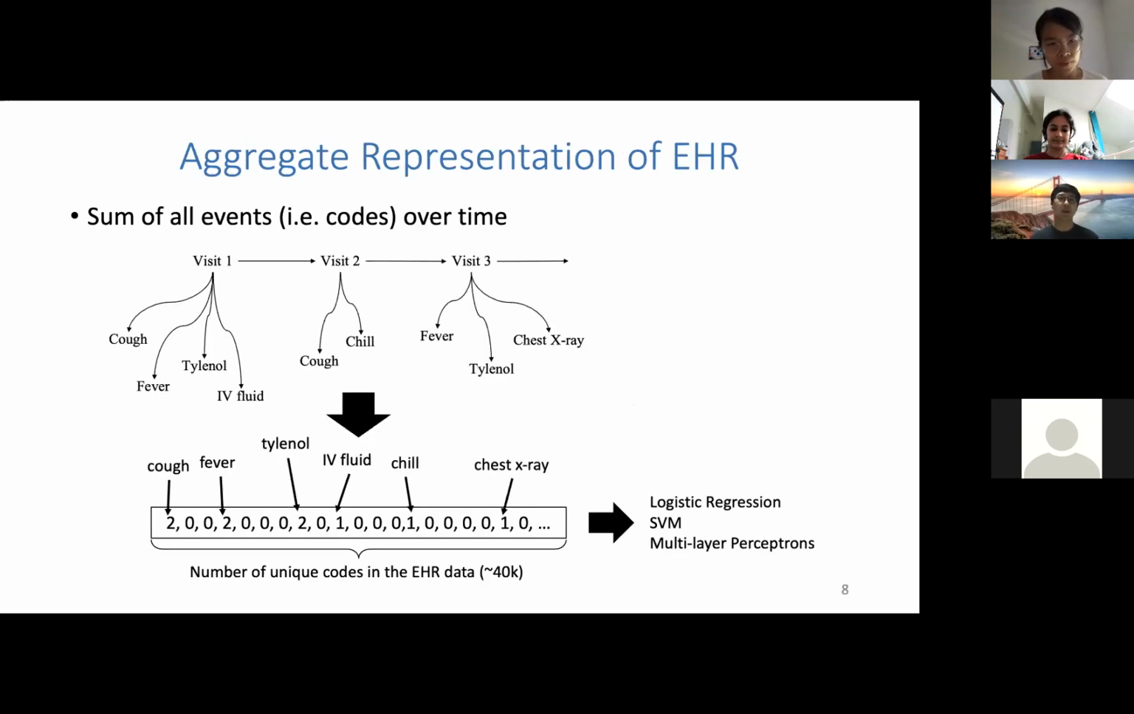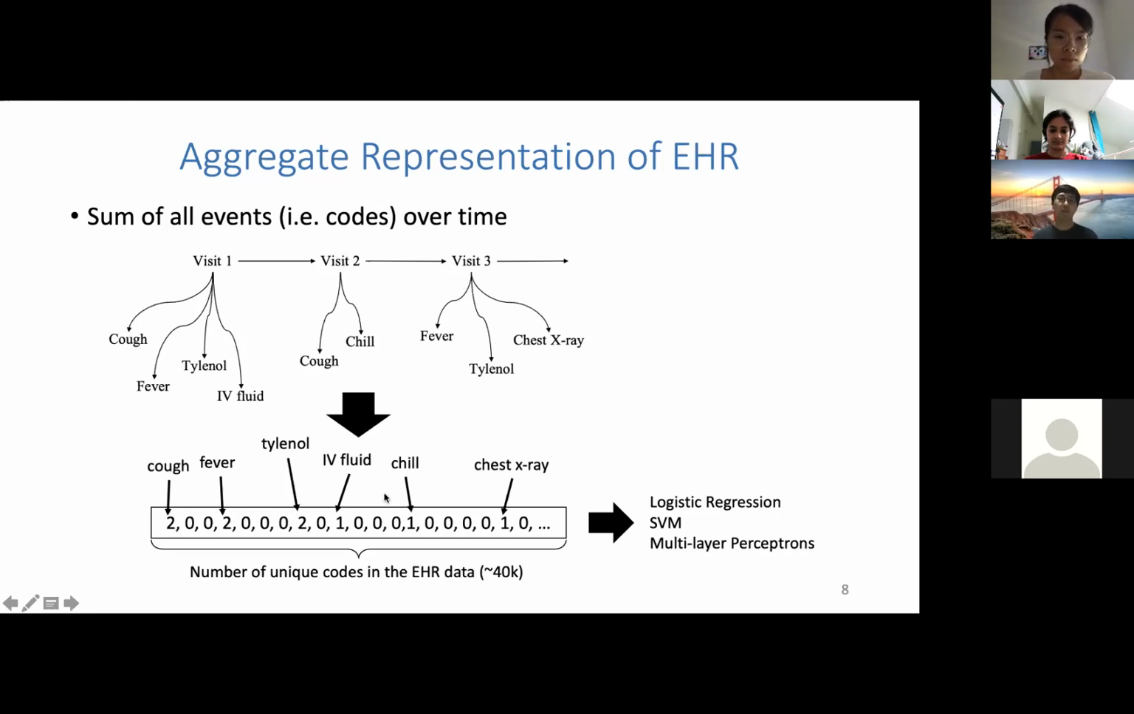So given this, one of the simplest things that people could have been doing before deep learning was to just aggregate the entire patient record over time. Maybe we have an observation window. We'll just decide that we're going to take a look at the past 1 year history, or maybe the past 2 years history, and then aggregate the information that occurred throughout the entire observation window. So simply we can count them: how many times cough occurred, twice, and how many times fever occurred, twice, how many times chill occurred, once, and chest X-ray once.